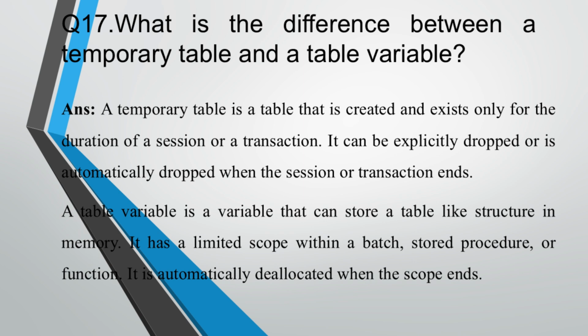What is the difference between a temporary table and a table variable? A temporary table is a table that is created and exists only for the duration of a session or a transaction. It can be explicitly dropped or is automatically dropped when the session or transaction ends. A table variable is a variable that can store a table-like structure in memory. It has a limited scope within a batch, stored procedure, or function. It is automatically deallocated when the scope ends.